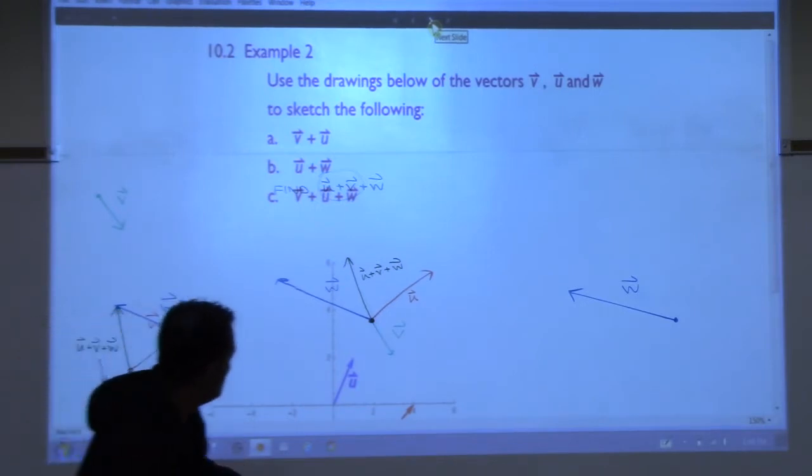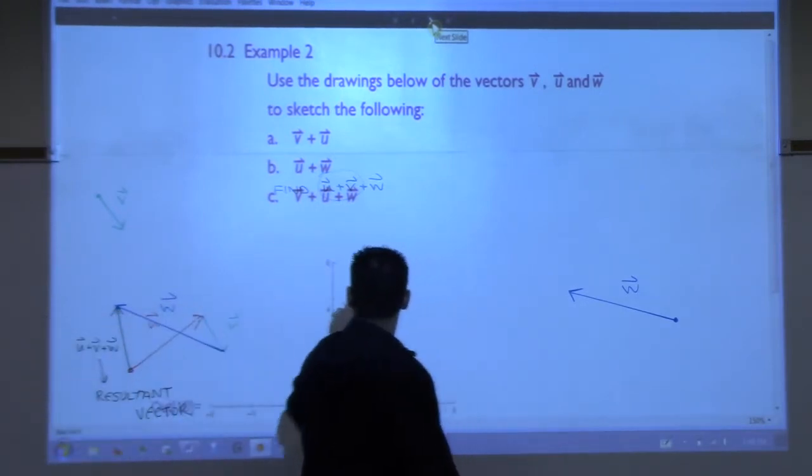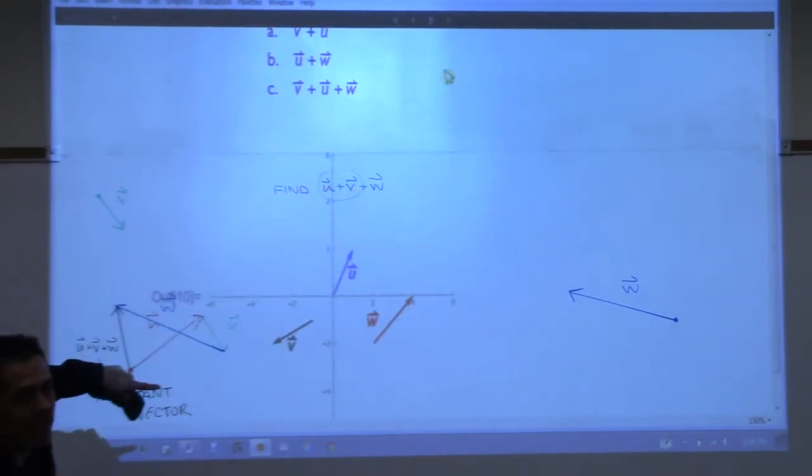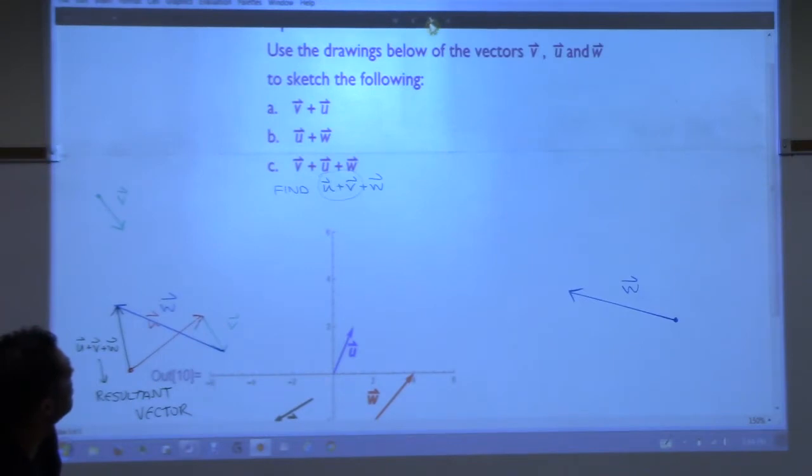Okay, this right here had this example. I gave the students a couple of vectors and asked them to draw what we just did. So I'm not going to do that note.